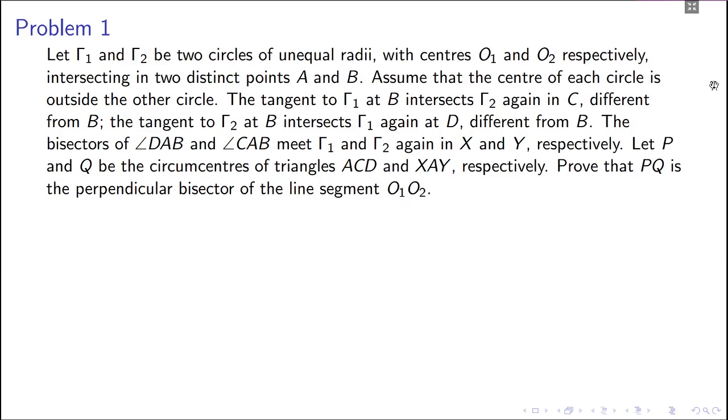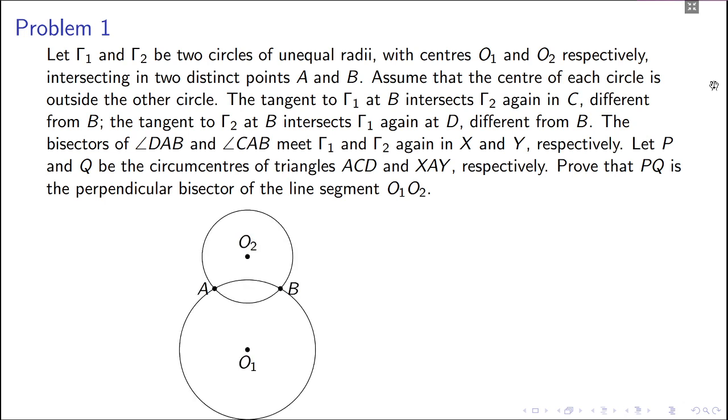So this is problem 1. It says there are 2 circles, gamma 1, gamma 2, and centers are O1, O2, like this, and they intersect at points A and B. Then you assume that the center of each circle is outside the other circle. So this arrangement is okay. And after that, it says the tangent to gamma 1 at B intersects gamma 2 at C, and tangent of gamma 2 at B intersects gamma 1 at D.